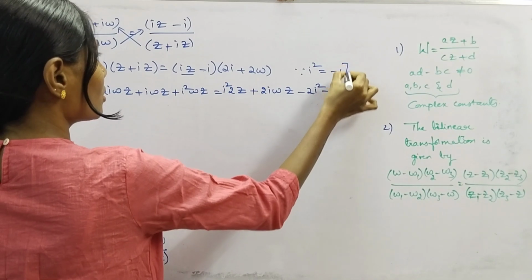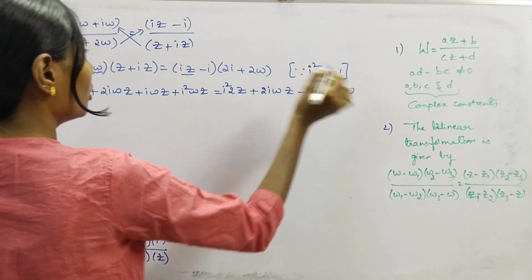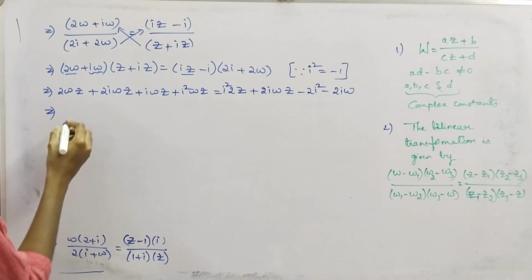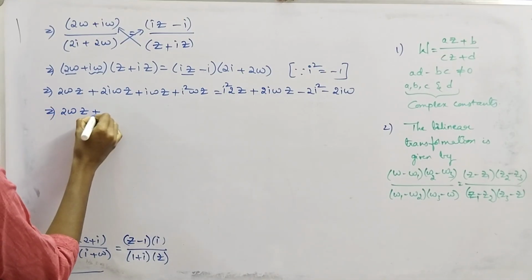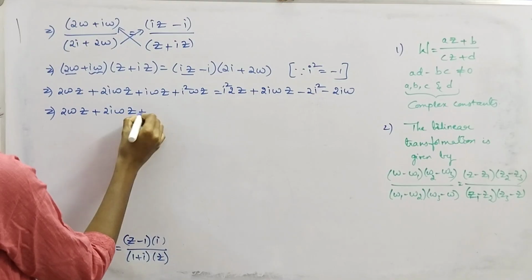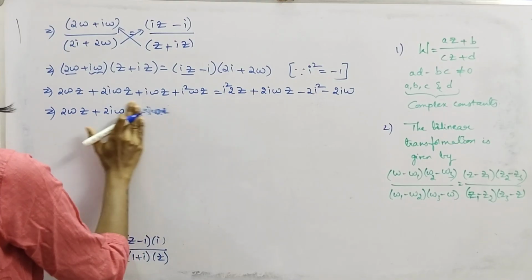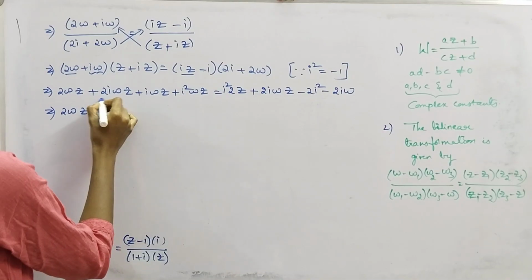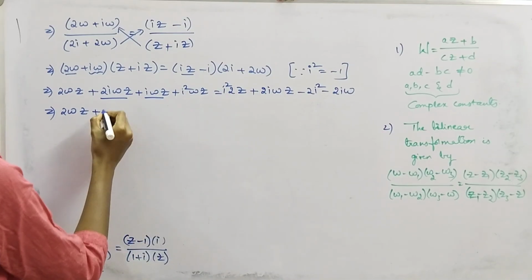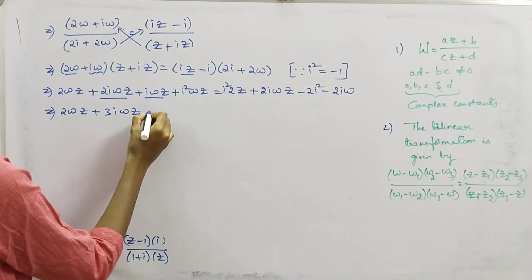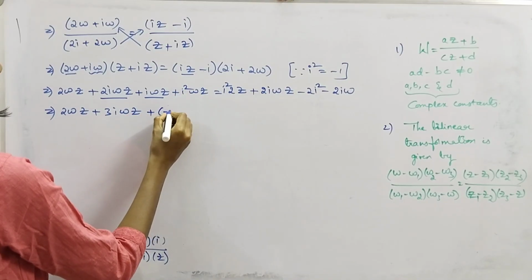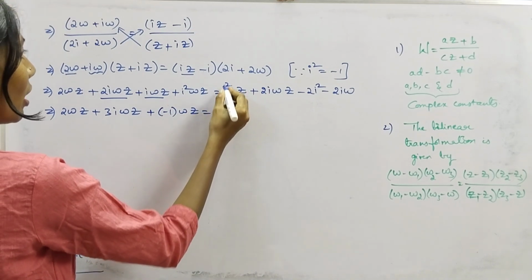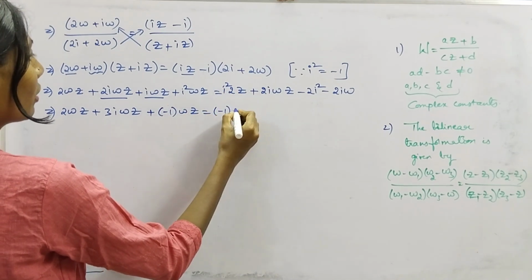Since i squared equal to minus 1, you will have to remember this: i squared equal to minus 1. And this gives us 2 omega z plus 2i omega z plus i omega z. Here 2i omega z plus i omega z gives 3i omega z. Plus you have i squared, replace i squared by minus 1. Here you have i squared, replace i squared by minus 1.